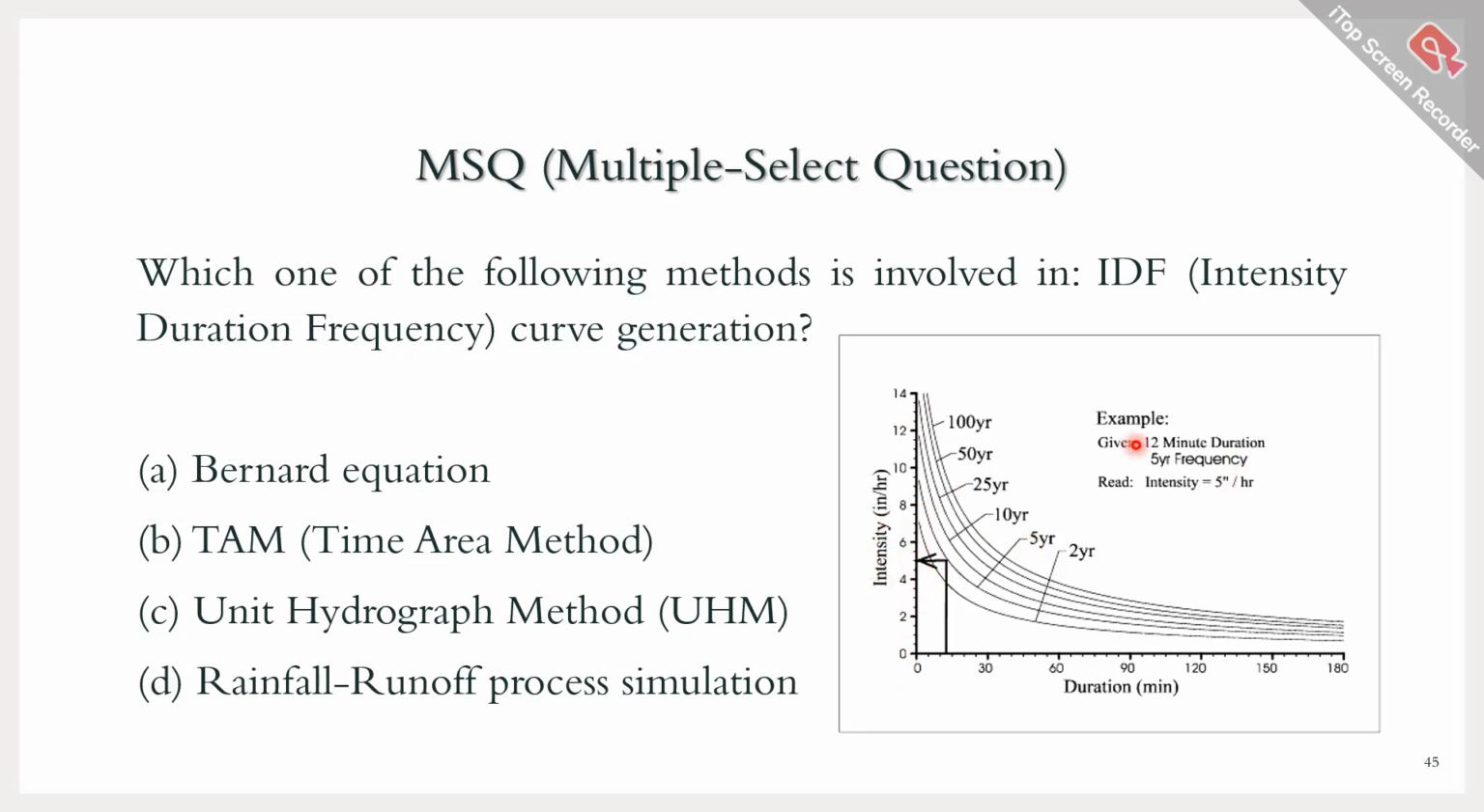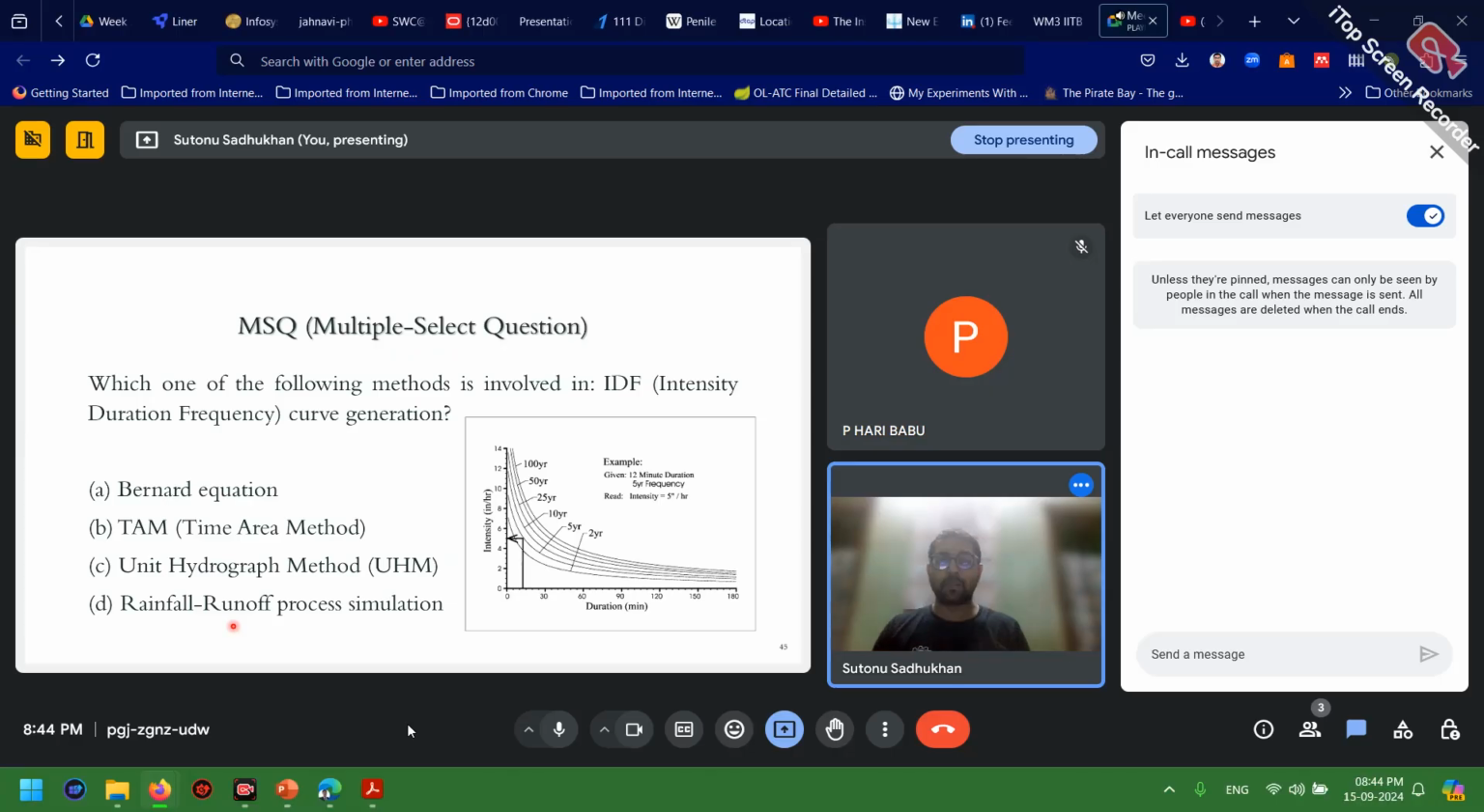Like this way, if intensity and, let's say, frequency are given to you, then you can find the duration. And also, if the intensity and duration are given to you, you can find out the frequency. In this way, the IDF curve works. Okay, so if you want to generate this type of curves, which one of the following methods is utilized? That is the question. Barnard equation, TAM, UHM, or rainfall runoff process simulation. I'll wait for 1 minute.